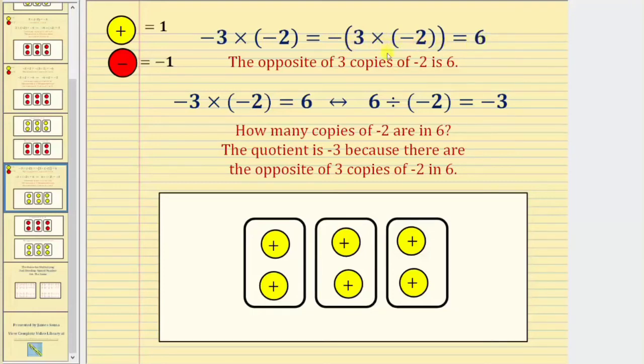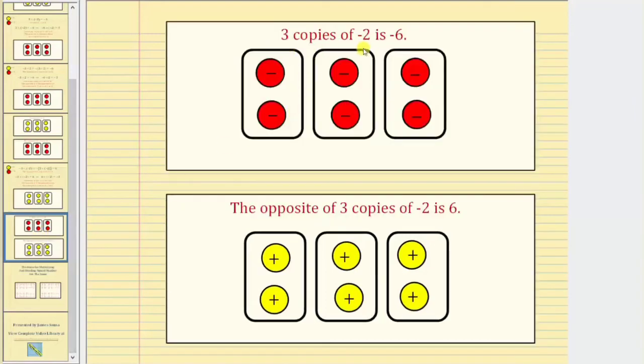To model this product, we'll begin with 3 copies of negative 2. So here's 3 copies of negative 2, which we can see is negative 6. Because we want the opposite of 3 copies of negative 2, we need to change the sign of these integer chips or color counters, and therefore they all become positive. Here's the model for the opposite of 3 copies of negative 2, which we can see is positive 6.